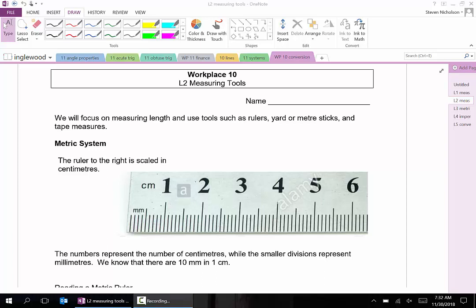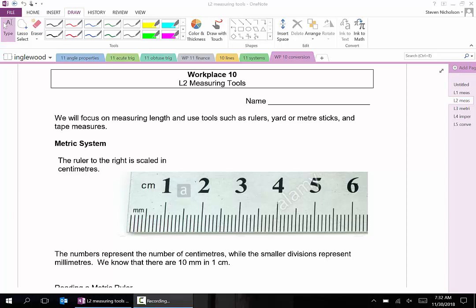Most rulers nowadays have two sides. They'll have the imperial side and the metric side. I'm just going to treat it one system at a time. And ultimately, what you're going to do in class is practice using a ruler or a tape measure. If you've done it already, it's really easy. And if you haven't done it, it's really easy.